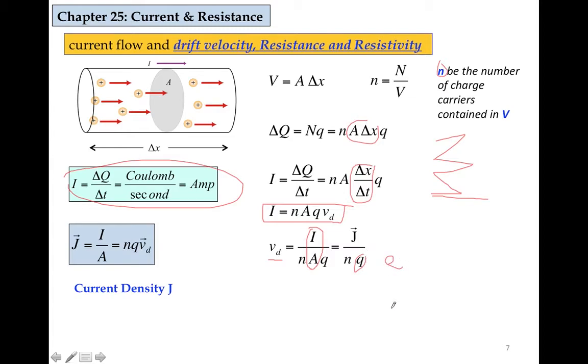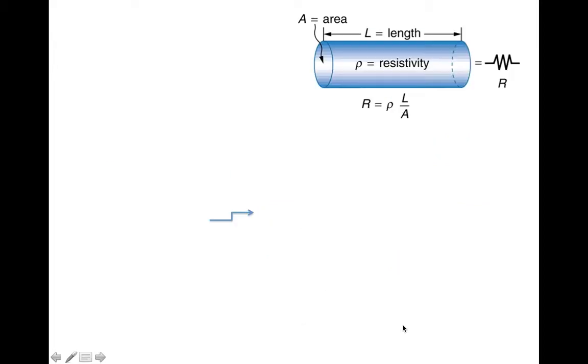Another thing that we talked about is the power dissipated across a wire or across a resistor, which is simply IV. Or I can use Ohm's law, V is equal to IR, and from there I can get the power as I squared R, or V squared over R.